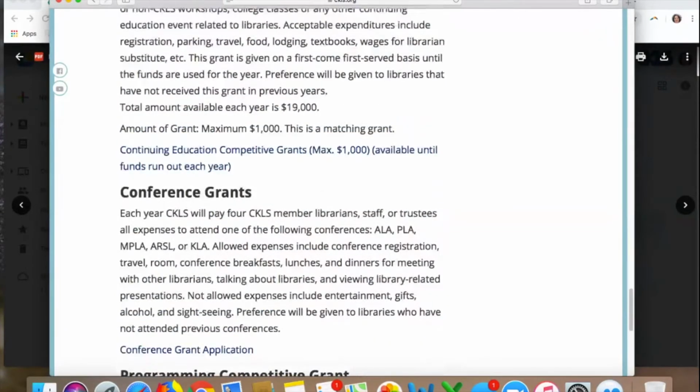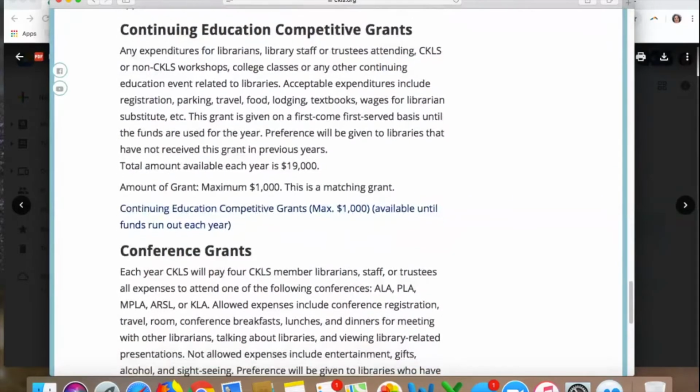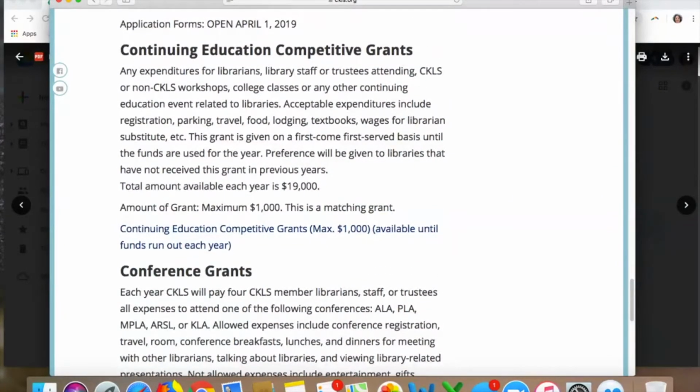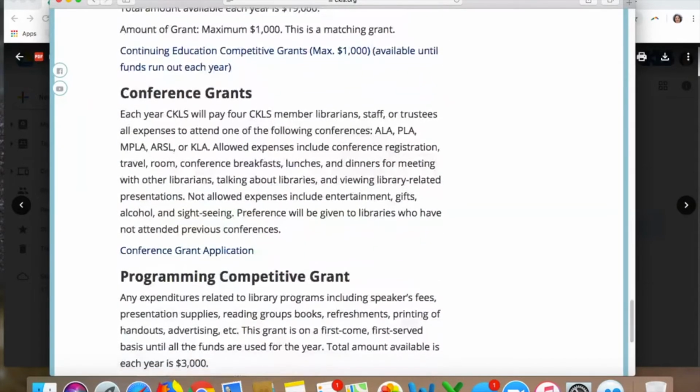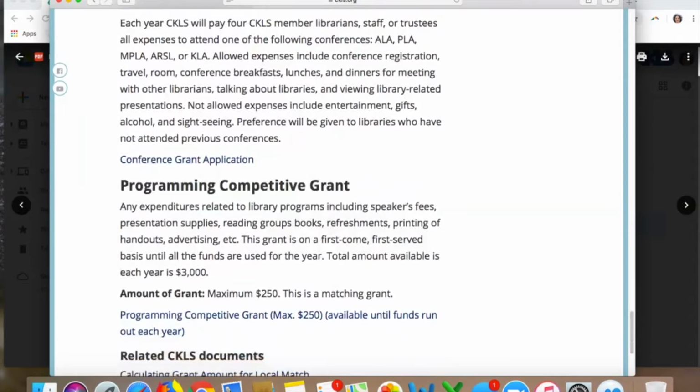I see we're really close to the end here, and I wanted you to be aware of the continuing education competitive grant. So when your library spends your $700 and there's still more CE events that you want to go to, you can apply for the CE competitive grant, and we can help you get that funding. We don't like to hear that you can't go to any more CE because you ran out of money. There's more money out there for you. You just have to apply for it. So that's what this one is. I talked briefly about the conference grant.